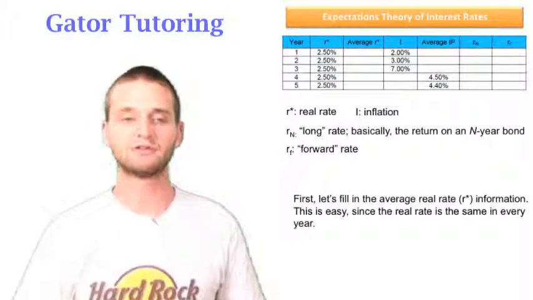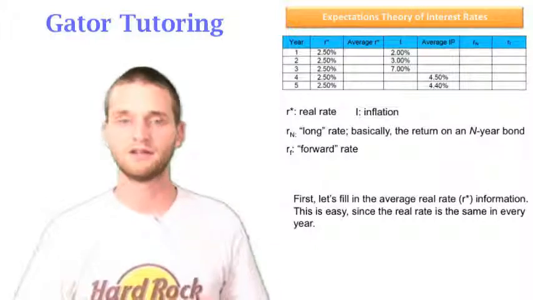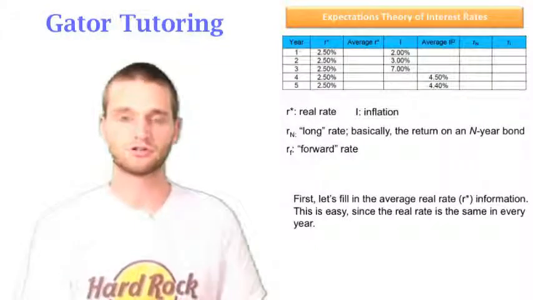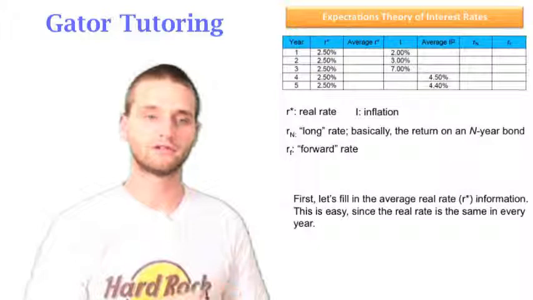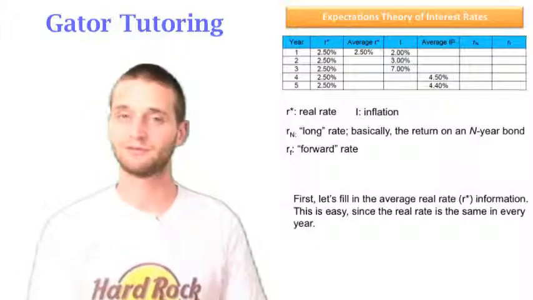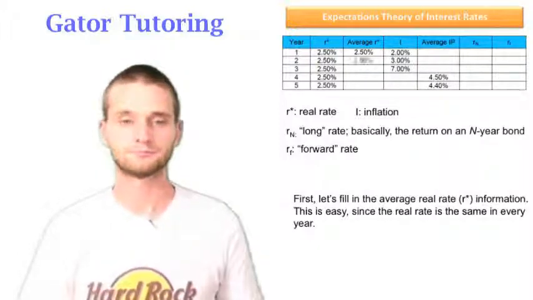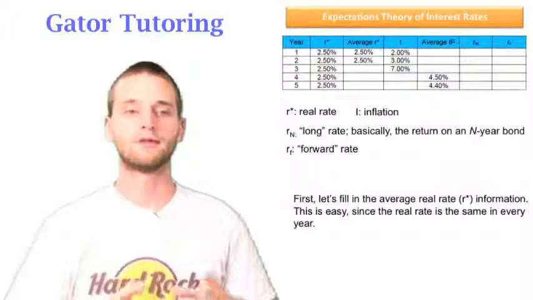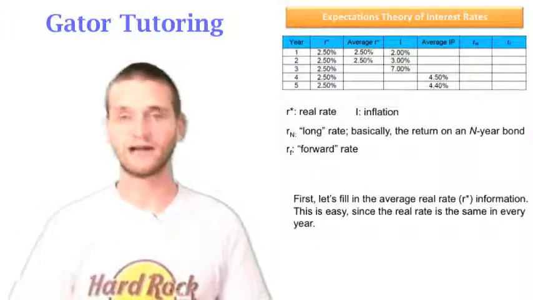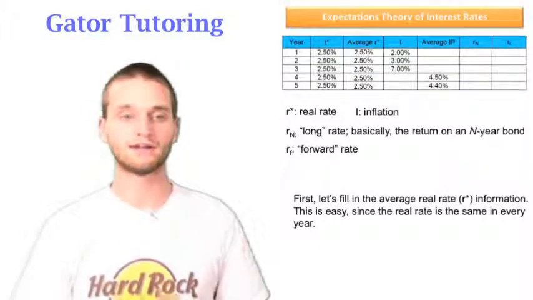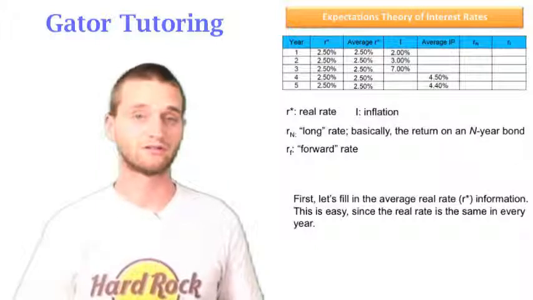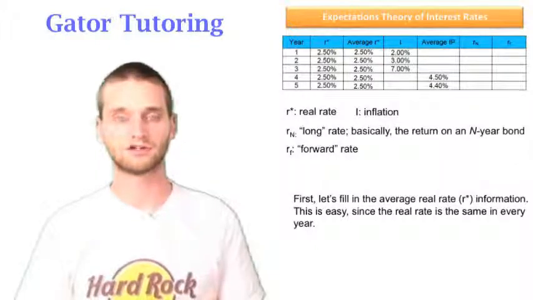So first let's fill in the average real rate, R star, information. This is easy since the real rate is the same in every year. So the average real rate, average R star, is just the average over all the previous years of the R star, the actual real rate in each year. Well, in year 1 the real rate was 2.5%, so the average was 2.5%. In year 2, the real rate in year 1 was 2.5%, and the real rate in year 2 was 2.5%. That didn't change the average, so the average is still 2.5%, and so on down the table. The average is going to be the same because none of those yearly real rates are different from each other. So the average is exactly the same as the actual.